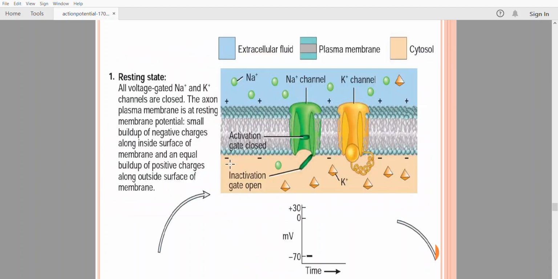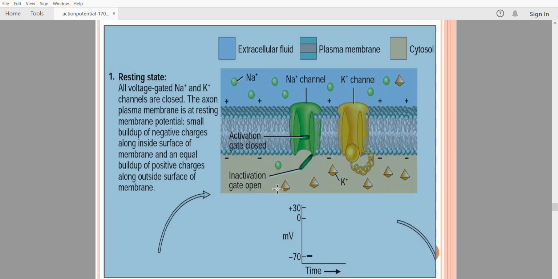Okay, let's see what happens in the resting state. In the resting state, the activation gate is closed and the inactivation gate is open. So this is the activation gate, this is the inactivation gate. When the stimulus comes and impinges on one of the Na plus ion gate channels, it produces minus 55 millivolts. Then immediately this activation gate opens, and there is an influx of sodium ions into the cell. This causes the cell to be more positive.